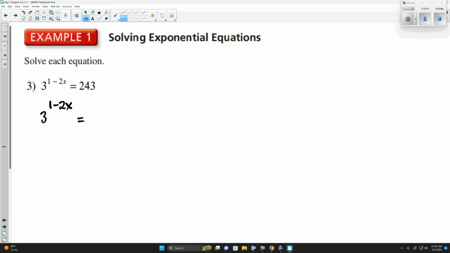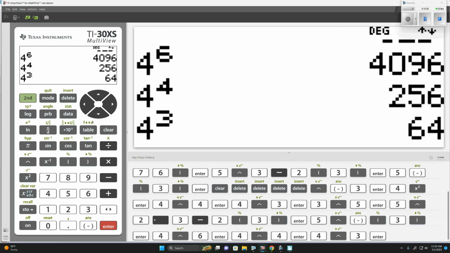Now 3 to the 1 minus 2x is as simplified as it gets. Now the main question is rewriting 243 as 3 to a power. Because if we can rewrite it as 3 to a power, we will get the exponents to be the same. So we need to see 3 to what power is 243.